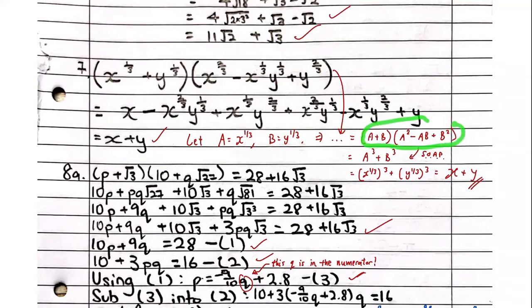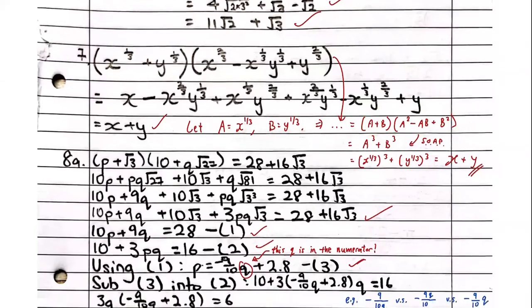Then what do you see? Does this look familiar? Yeah, A cube plus B cube formula. Then you can rewrite it as A is x power 1/3 power 3, and y power 1/3 power 3. What happens when you have 1/3 and 3? Multiply, you get 1. So just x power 1, likewise y power 1. That's the answer: x plus y. Okay?